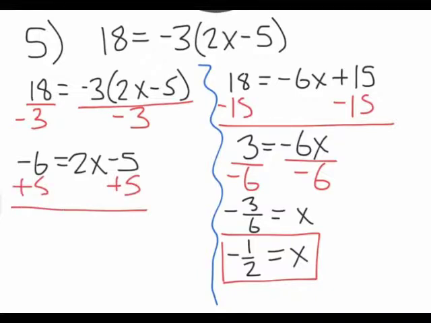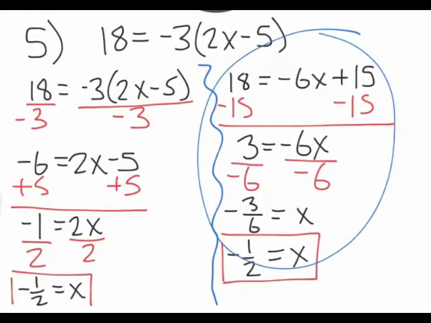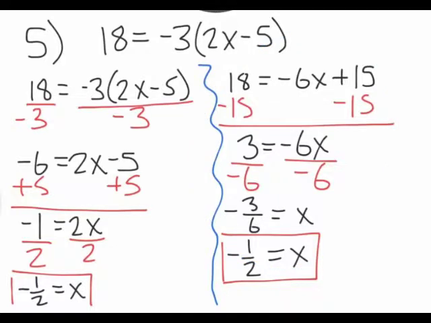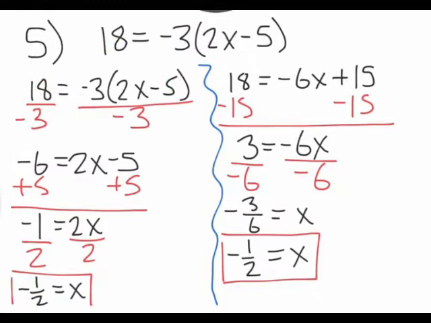Negative 6 plus 5 is negative 1. And then finally we divide both sides by negative 2. Not surprisingly, we get the same exact answer that we did before. X equals negative 1/2. Now, compare these two methods. This method, we distributed first to get rid of the parentheses. This method, we divided off the negative 3. It's up to you which method you choose whenever you're solving equations like this. Okay, let's look at another example.